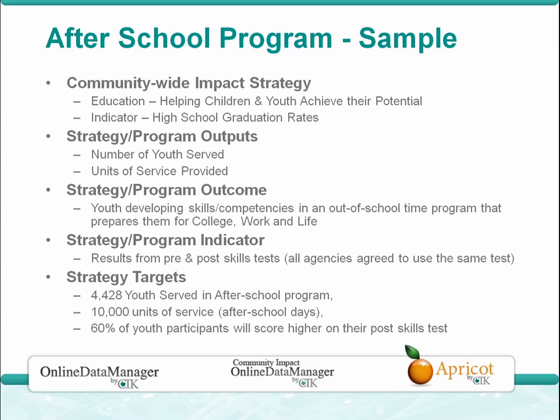So again, the individual agencies were using the pre and post skills test, and then at the strategy level, we were able to bring those agencies together. And this is my example: the 5 agencies that were doing the after school program, we were able to pull them together into the strategy level because we had comparable data from the 5 agencies. And our strategy targets for the year, this was last year, were that collectively these 5 agencies were going to serve 4,428 youth, provide 10,000 units of service after school days, and 60% of the youth participants would score higher on their post-skill test. So again, we had our goals set, we had our accountability set, and we had the strategies.